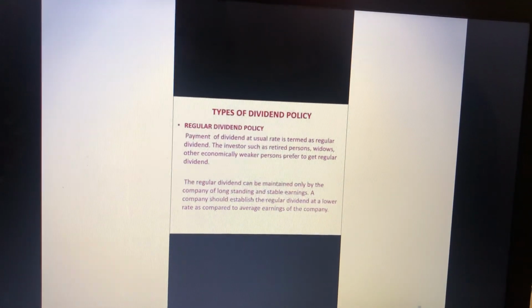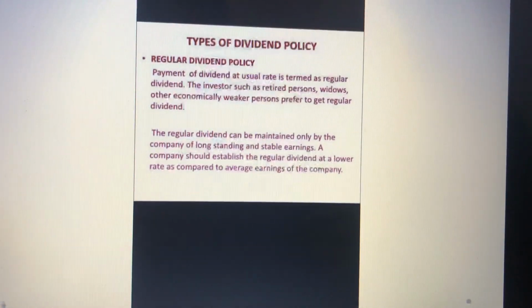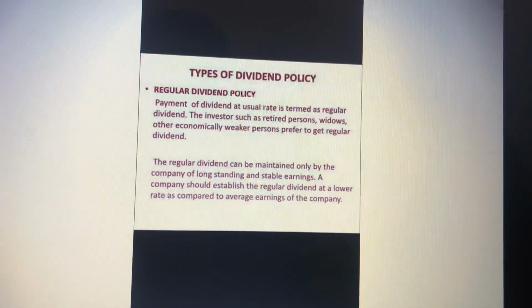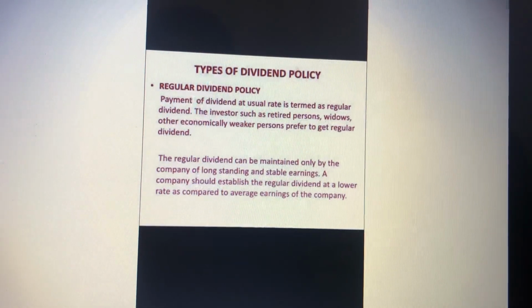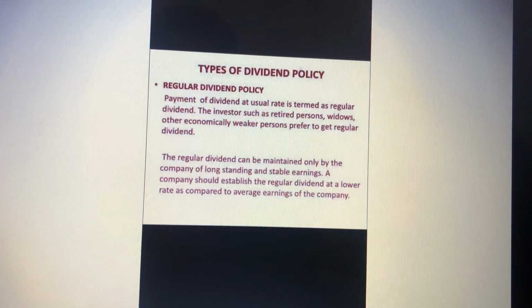Hello students, today we will do the topic types of dividend policy. The various types of dividend policy we will discuss today. First of all, the first dividend policy is regular dividend policy.